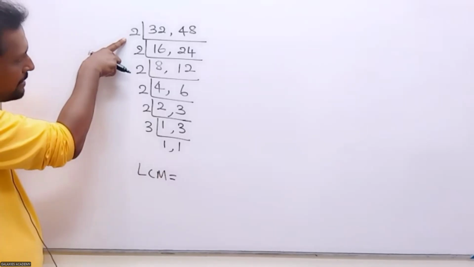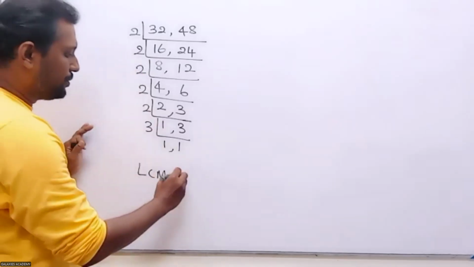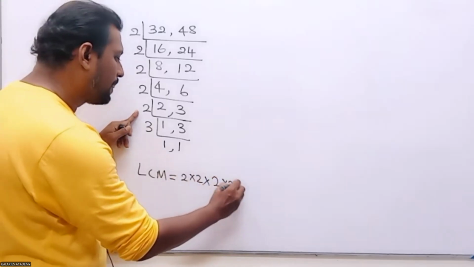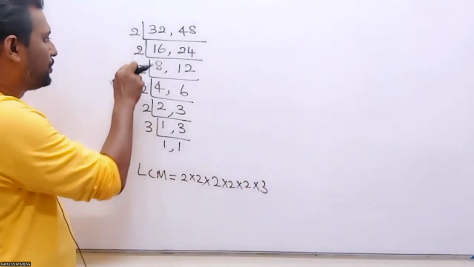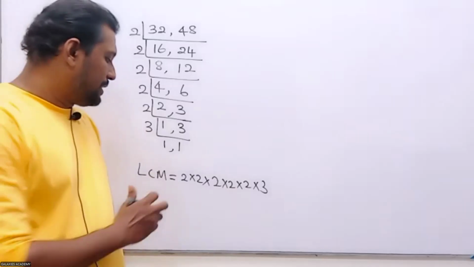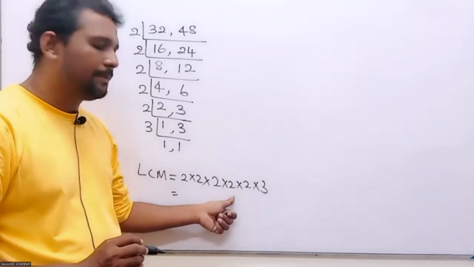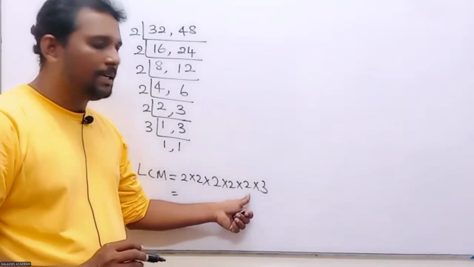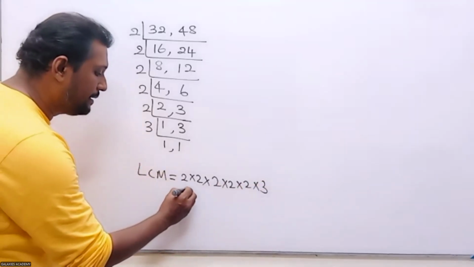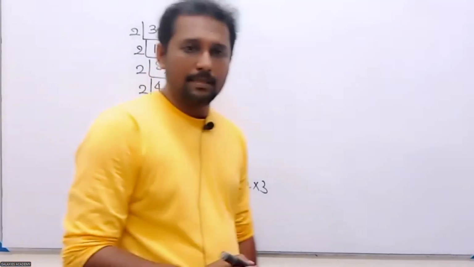How can you get the LCM? You have to multiply these prime numbers. 2 multiply 2, multiply 2, multiply 2, multiply 2, multiply 3. That is five 2s and another 3. Right. You check the answer. 2 multiply 2, 4. 4 multiply 2, 8. 8 multiply 2, 16. 16 multiply 2, 32. 32 multiply 3. What is the answer? 96. So what is the LCM? 96.